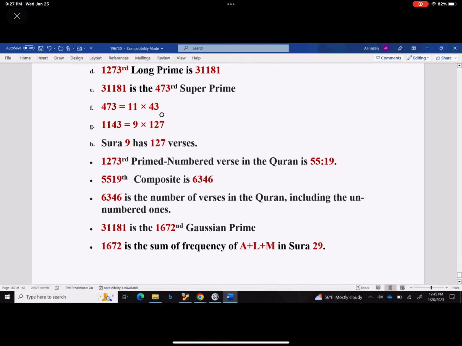He says that's why 1672. It's not any other number which is divisible by 19. It has to be 1672 because of this mathematical relation. Because the 1672nd Gaussian prime is 31181, which happens to be the 473rd super prime. And 473 is 11 times 43, but 11 times 43 is 9 times 127. Again, it is the connection of these things that is important. This is how it's generated.